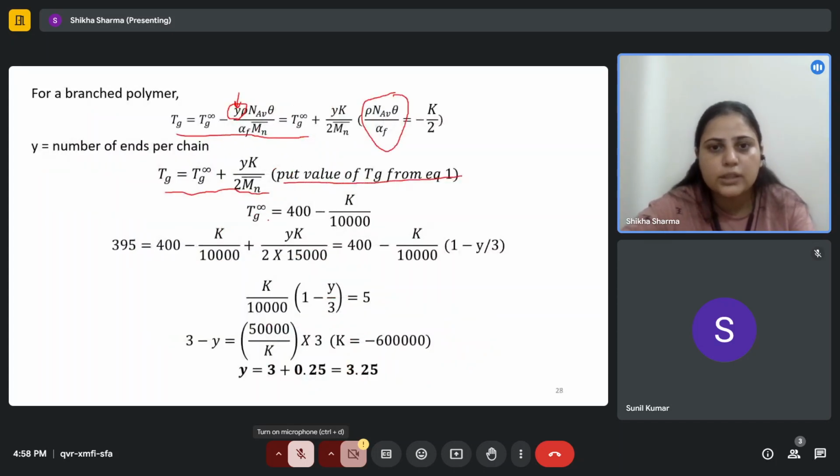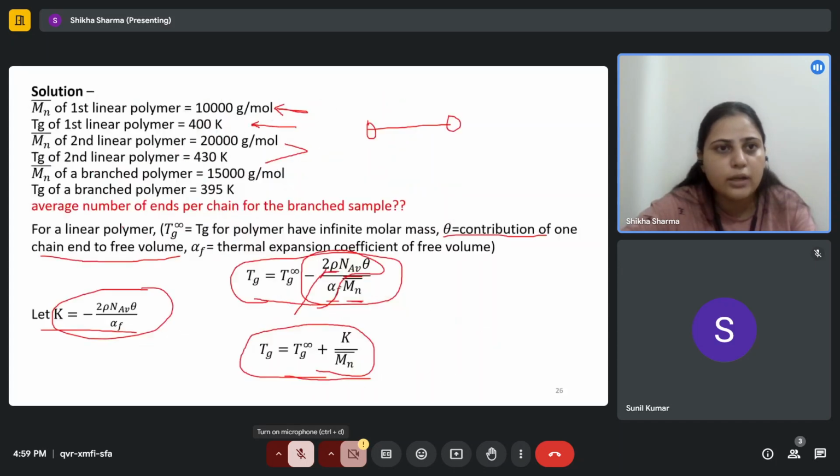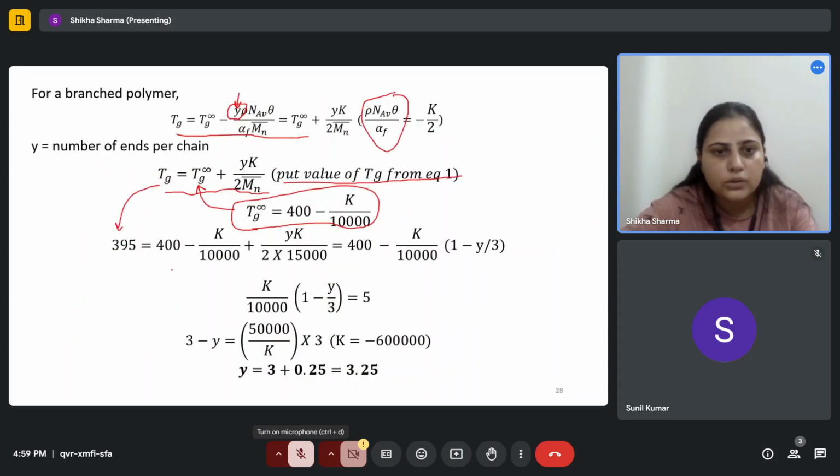So Tg infinity is nothing but 400 minus k by 10,000. So we can put this Tg value here in the equation. So we will get Tg of the branched polymer, which is given in the question as 395, having the number average molecular weight as 15,000. So 395 is equal to, here we are putting directly the value of this Tg, right?